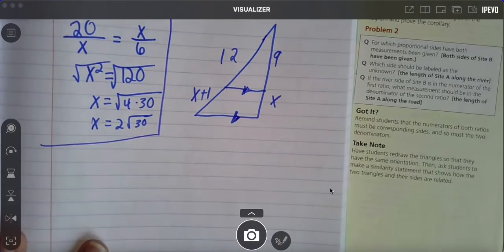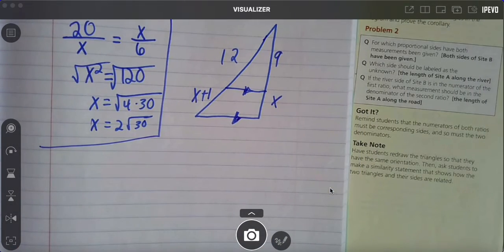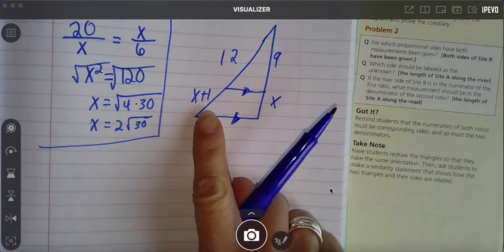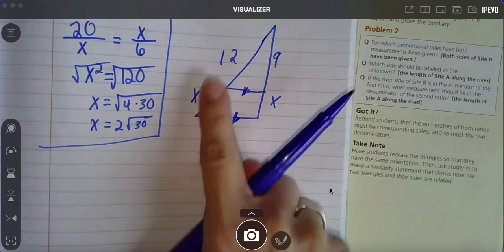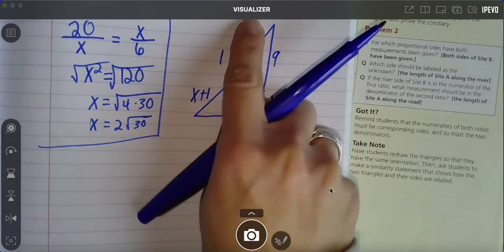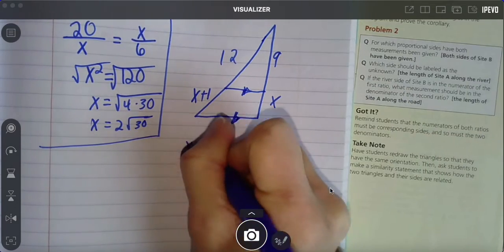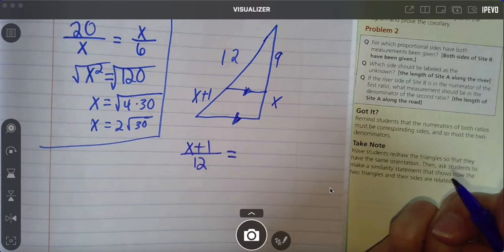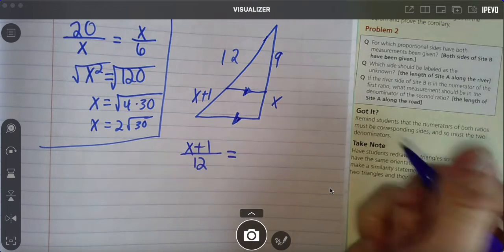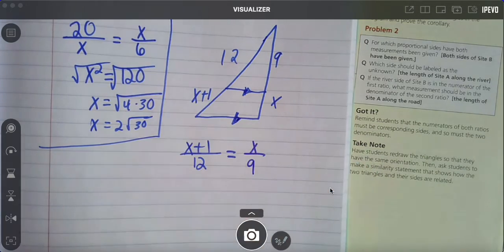That's from earlier. I would say this one's kind of like the next part, 7, 8, and 9. I'm going to say that the x plus 1 goes with the 12. Does everybody get that? My little segment. And then the bigger segment, x plus 1 over 12, I'm just making proportions, equals what? What do I write next? X over 9. Is everybody good with that?